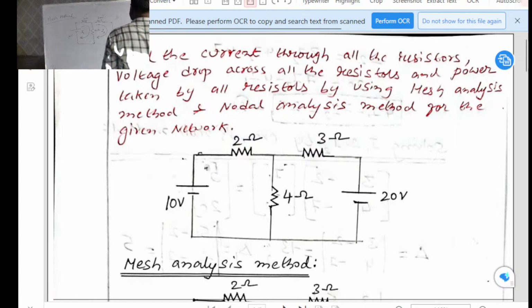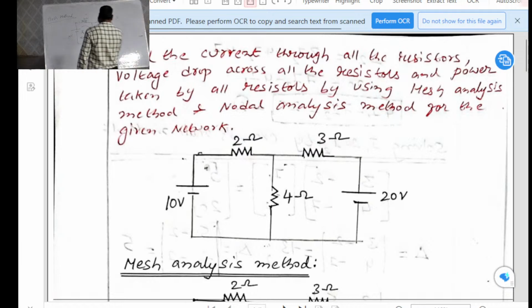We have a procedure. First one: take only a single mesh until you practice. Actually, we have to apply directly, by seeing the problem. But we'll apply individually first. Individual loops, we'll take mesh 1, mesh 2. After getting practice, we will apply directly. First, individual.